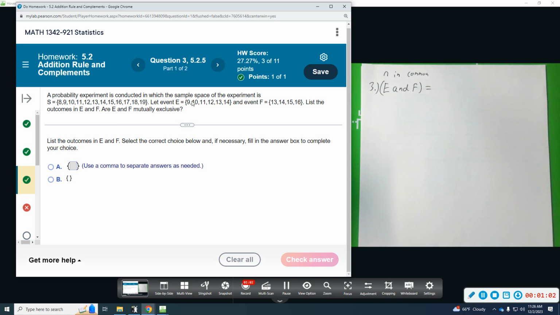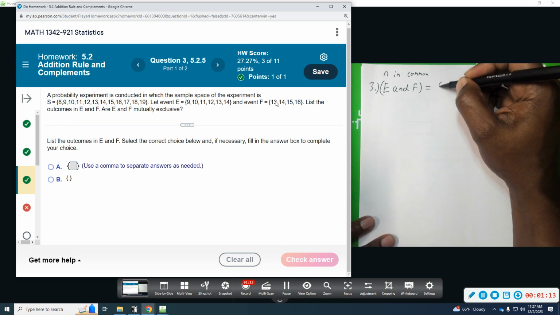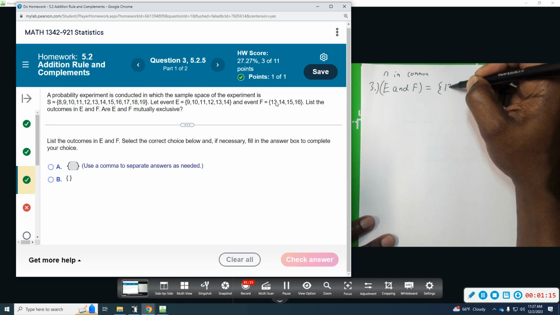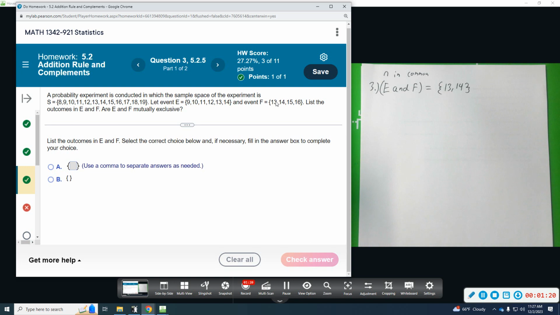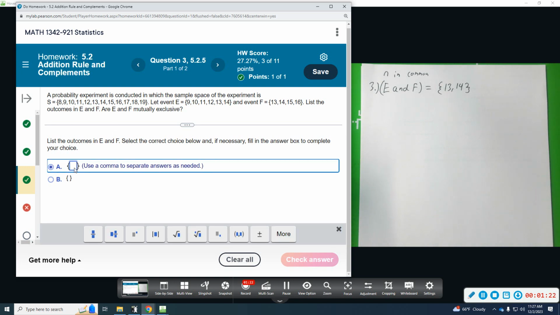So looking at E and F, I got 9, 10, 11. This has nothing less than 13. So when I go up to 13, they both have 13 and they both have 14. So E and F would be 13 and 14. That's what they have in common. So I'm going to go here. I'm going to type 13 and 14.